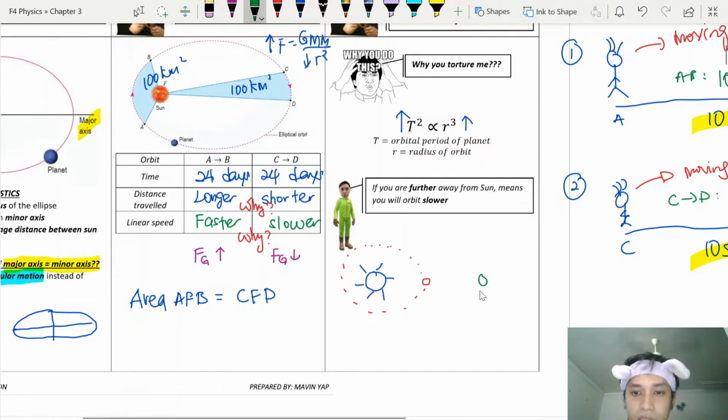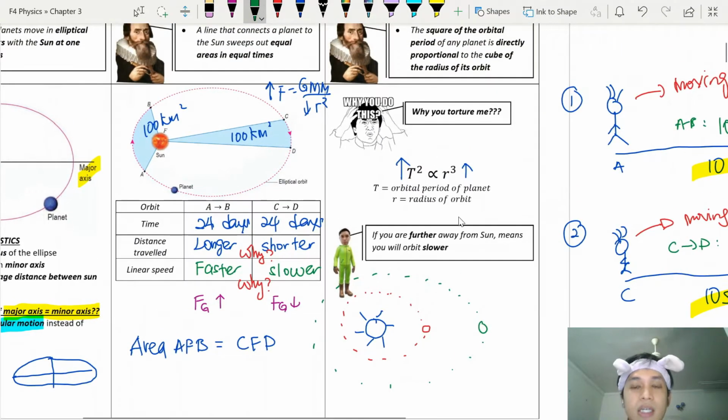But compared to if I'm here, since my path is longer, then of course the time taken for me to complete one orbit will be longer. So that is the meaning of the third law actually. Basically it's just trying to tell you, the further you are, the slower you will orbit. Orbit slower meaning longer time, because of the orbital period. So orbit slower meaning longer orbital period.